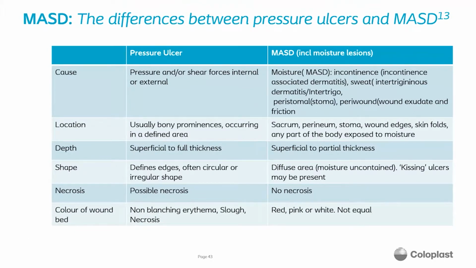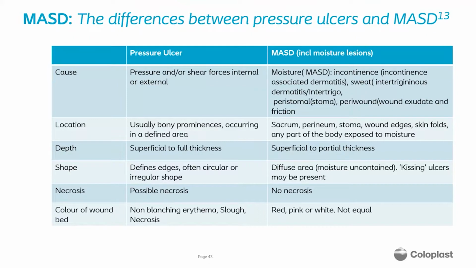Moisture-associated skin damage and the differences between that and pressure ulcers. So with pressure ulcers, we need to be looking at where the wound is. Is it over that bony prominence? What's the cause of it? Is it because of shearing forces as well as external pressure? And with moisture, we need to be thinking about, is the area wet? Why is it wet? What sort of moisture is causing this damage?